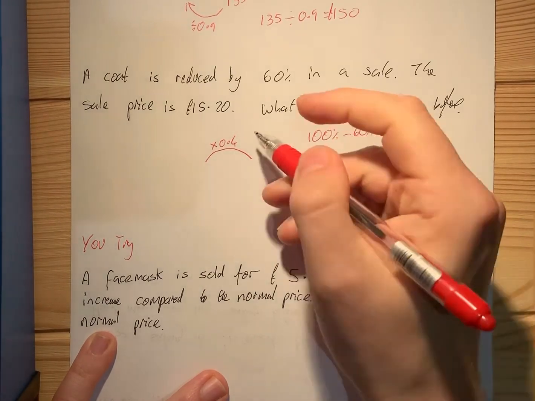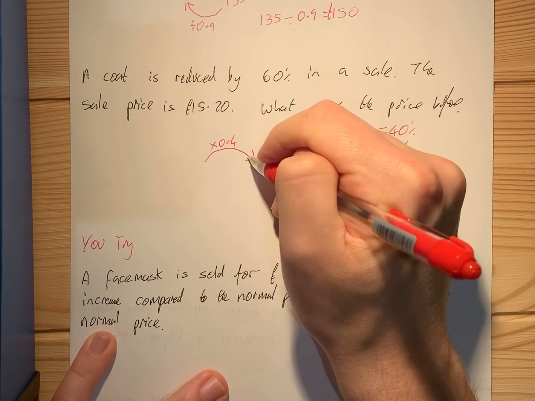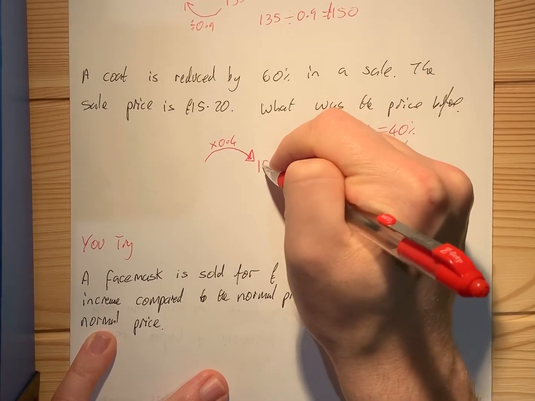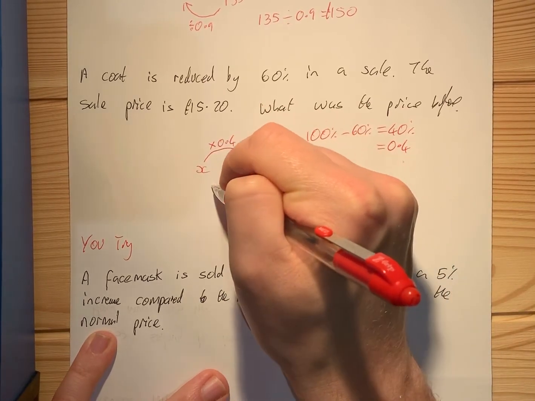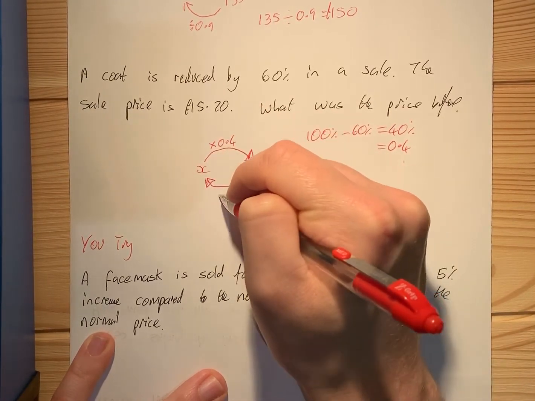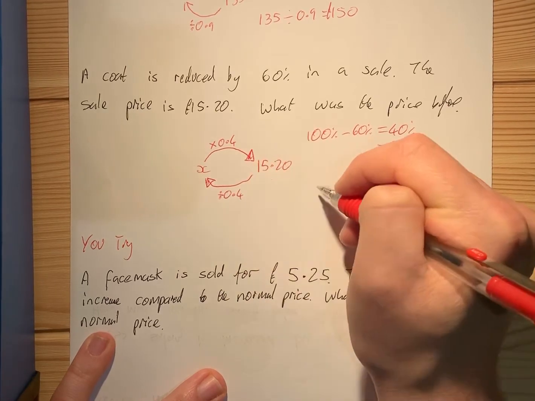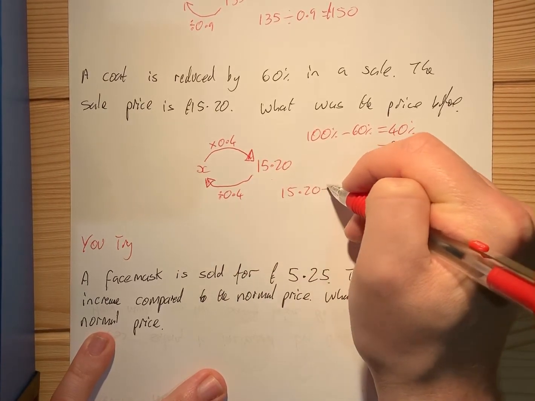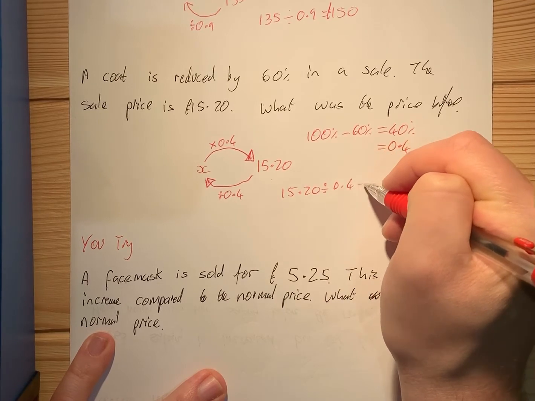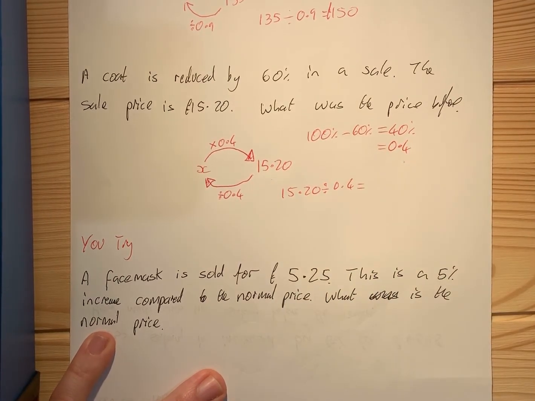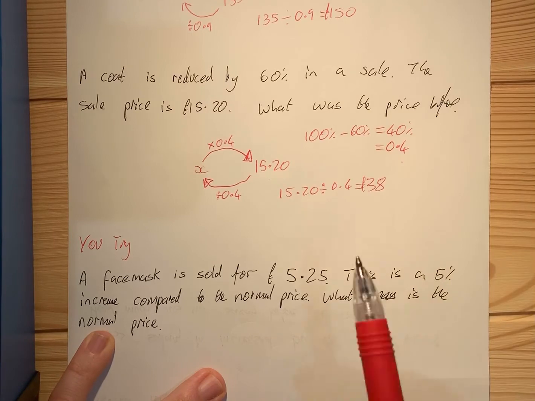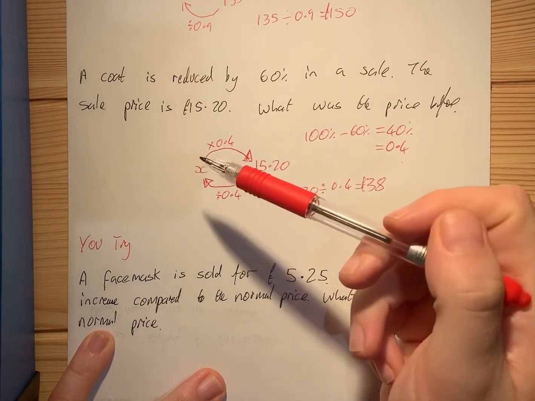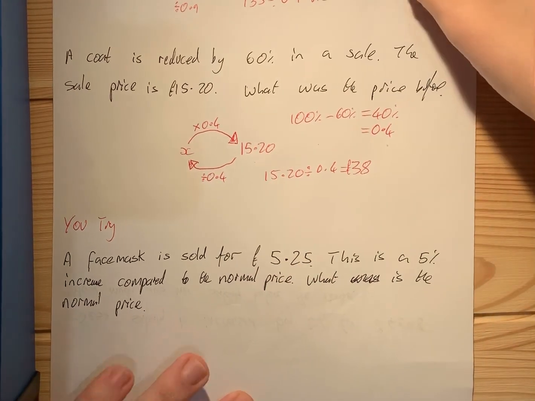Okay, the sale price, get my arrows in, is £15.20. What was the amount before? Well, we know by now I divide by 0.4. So it's £15.20 divided by 0.4, which gives me £38. That's what it normally costs. So you know it's a reverse percentage question because it's the amount before the change. Now, I've got one for you to try.